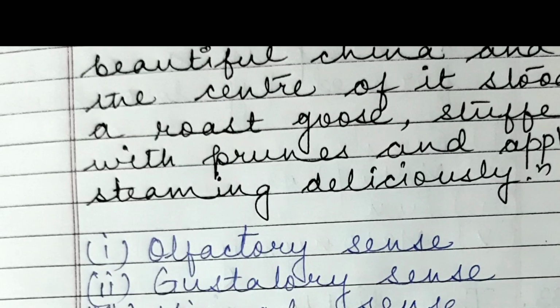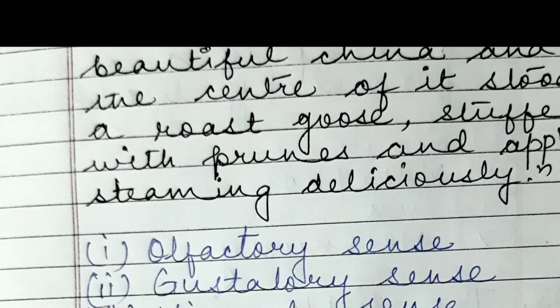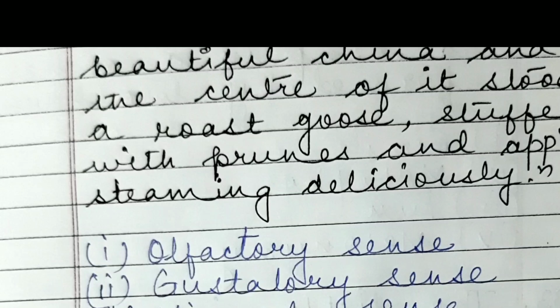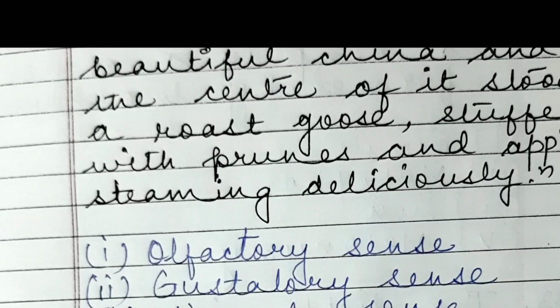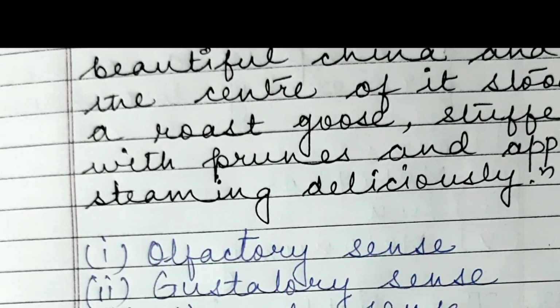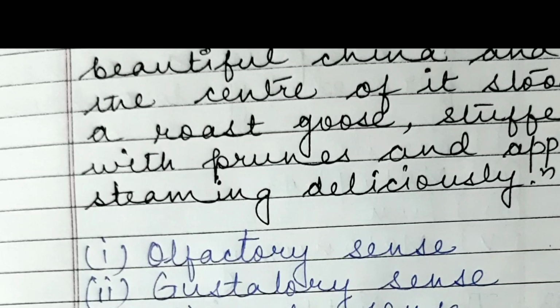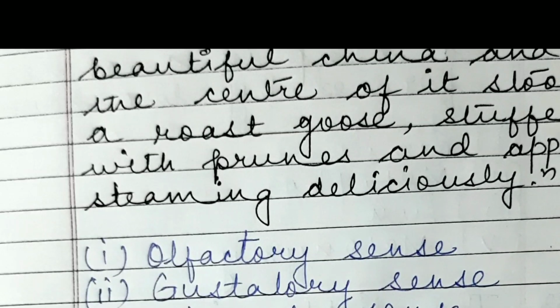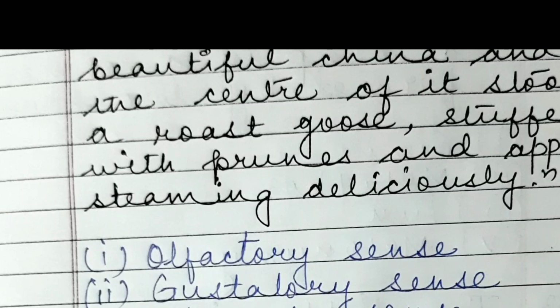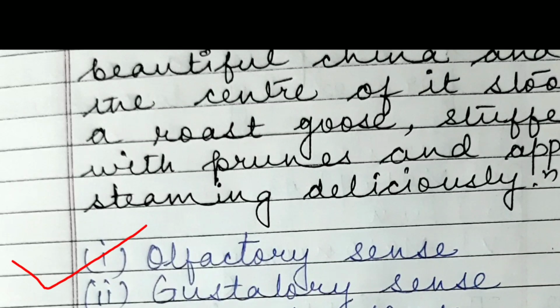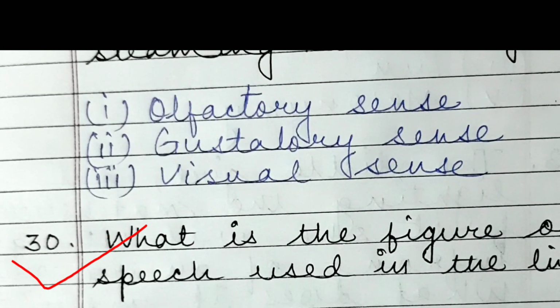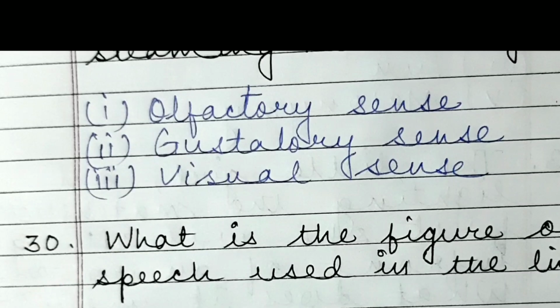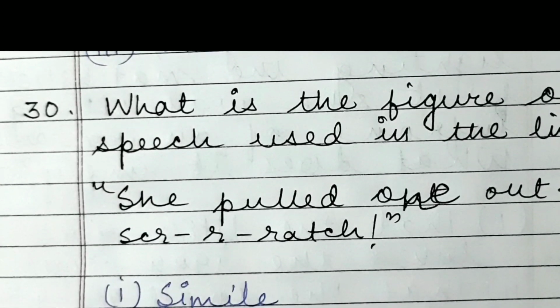Option 1 olfactory sense, option 2 gustatory sense, option 3 visual sense. Olfactory is the sense of smell, gustatory is the sense of taste, and visual is obviously vision. So the right answer will be olfactory, the sense of smell. Why? Because it was steaming deliciously. So the right answer is option 1 olfactory.